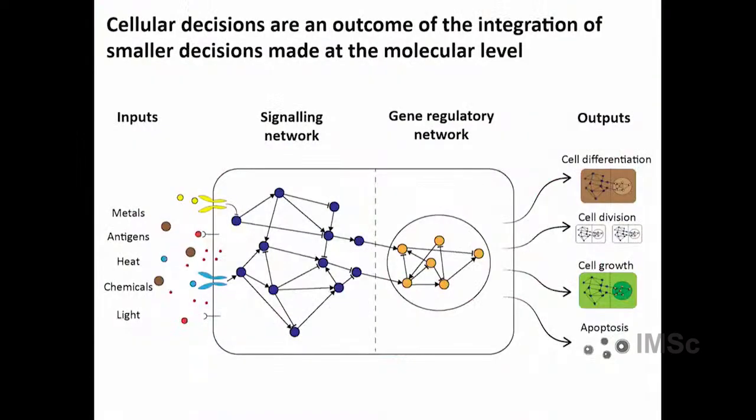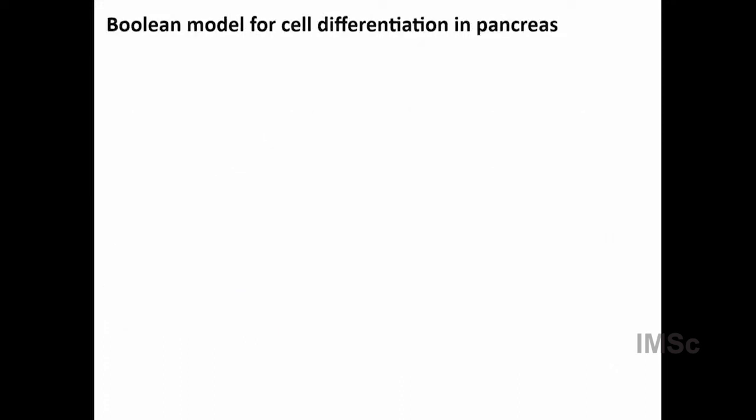The first thing is that a cell takes in many inputs and processes them through its signaling and gene regulatory networks, and this eventually leads to a variety of outputs, which range from cellular differentiation and cell growth to apoptosis, to name a few. Now the question is, how do you mathematically model such a system? The mathematical framework I will be focusing on is known as the Boolean modeling framework. I will explain what a Boolean model is in the following slides using an example of cell differentiation in pancreatic cells.